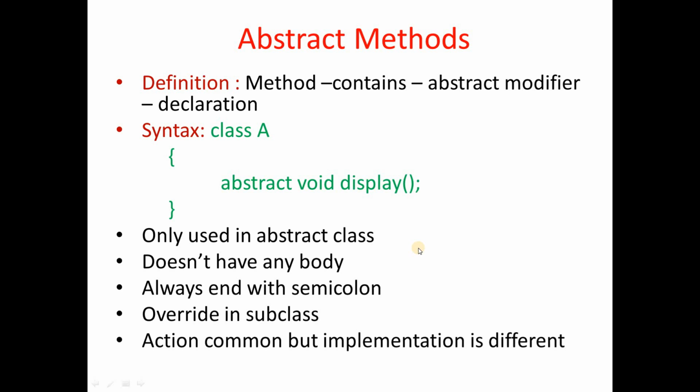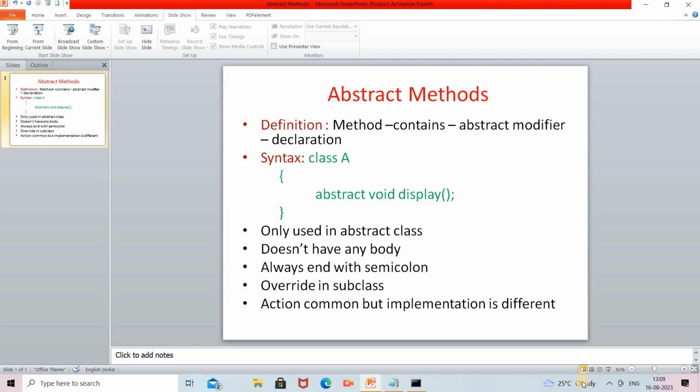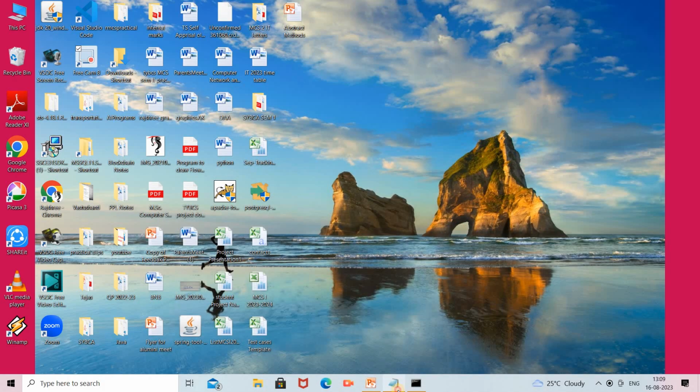So let's see the example: how to declare abstract methods, what happens when we declare an abstract method, and how to override that method in the subclasses. All these things are covered in the programming part. So let's see.